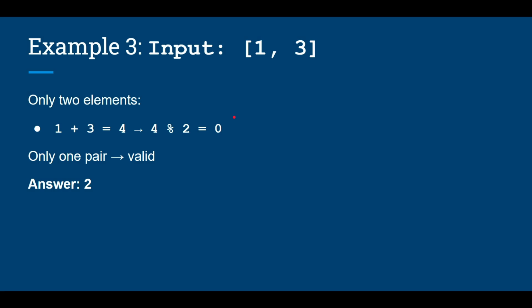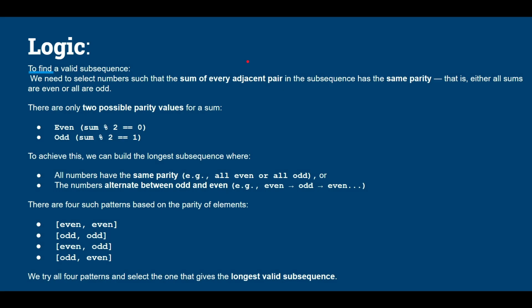Okay, so now understand example third. Let's suppose we are given 1 and 3. There are only 2 elements. If we do the sum and take the mod, you will get the remainder 0, and in this case the sum is even. There is only one pair and it's valid, so we return the length. We are not deleting any element. Okay, so now we can think about what the logic behind this is.